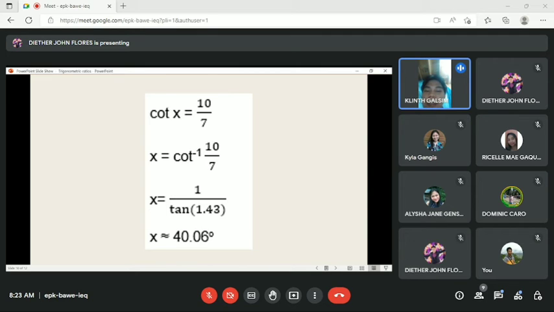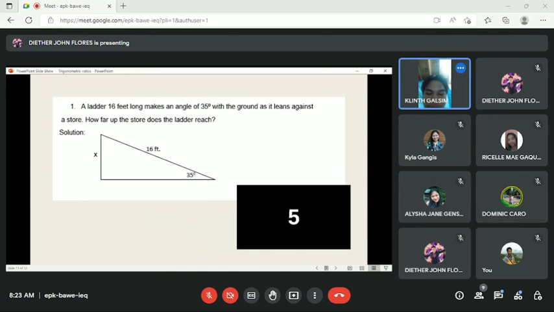So to see if you really understand our topic, kindly solve this problem. The problem is a ladder 16 feet long makes an angle of 35 degrees with the ground as it leans against a store. How far up the store does the ladder reach? So you are given at least 3 minutes to solve the problem.